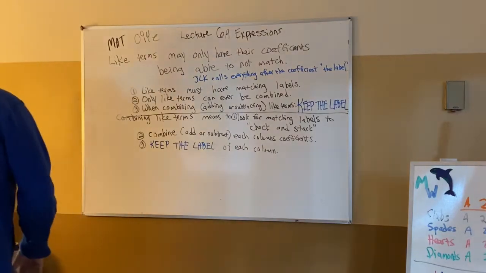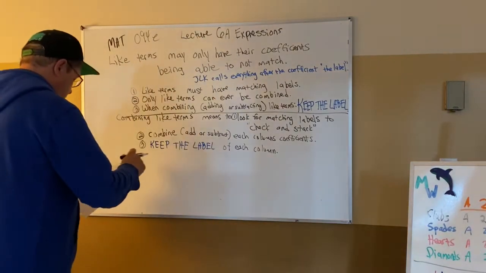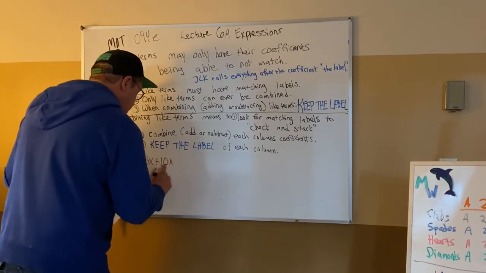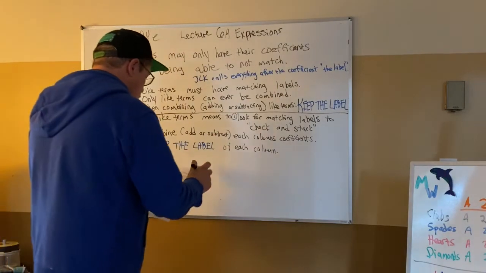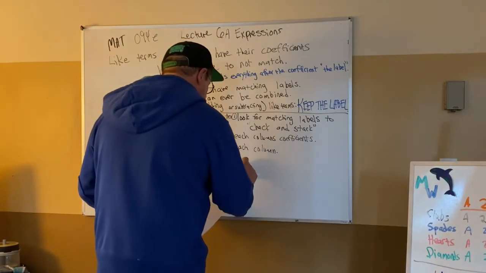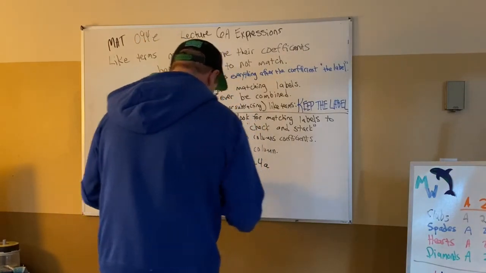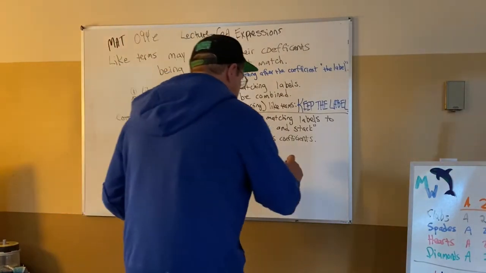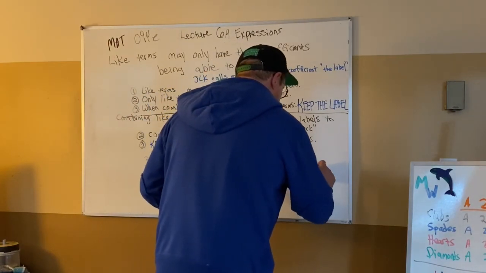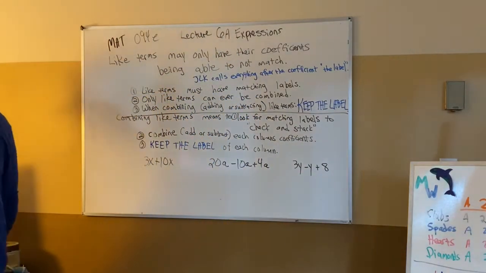What is he talking about? Here we go. 3x plus 10x. 20a minus 10a plus 4a. 3y minus y plus 8. We want to simplify these expressions by combining like terms.